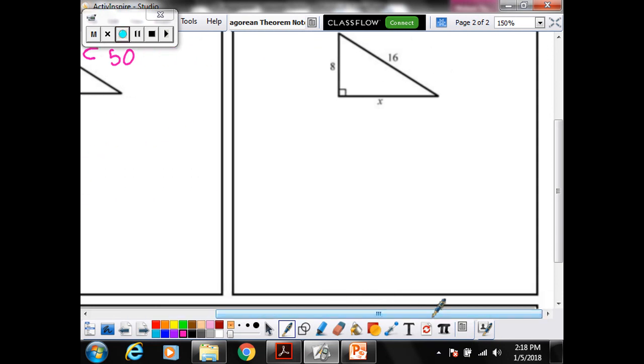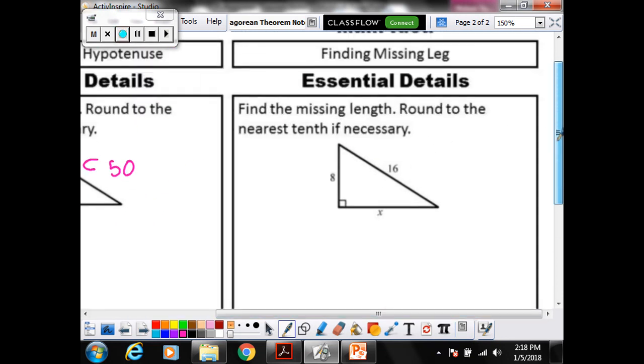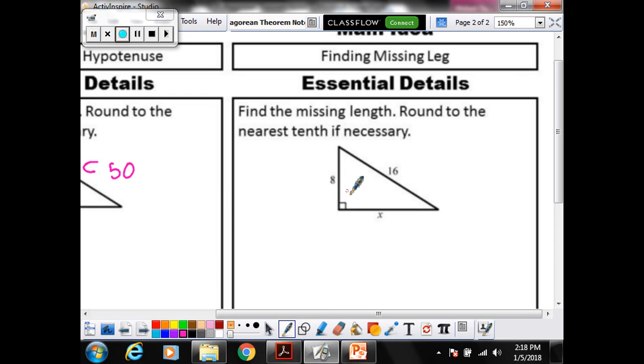Now in this last example, we're finding a missing leg. So you see we're finding A or B, doesn't matter. Right? So once again, I would label your sides. 8 connects with the right angle, so we can make 8 A, and X connects with the right angle, so we can make X B, so we have A and B, our legs. And then 16 is the longest side, opposite the right angle, so therefore that is C.